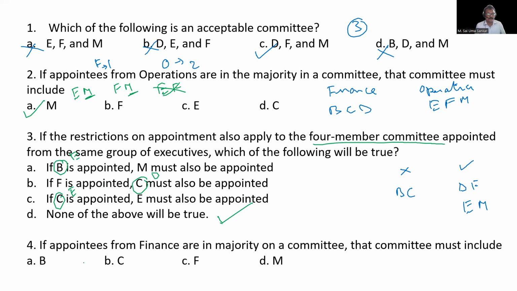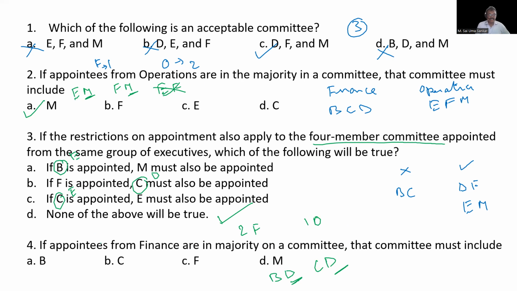What is the next one? If appointees from finance are in the majority of a committee, that committee must include. Here operations, here finance, and 2 members from finance and 1 member from operations. Right. BC is not valid. Why? Because B and C cannot go with each other. BD is valid and CD is also valid. BC is not valid. Okay, so which person is the common? That is D. But is D there? No.